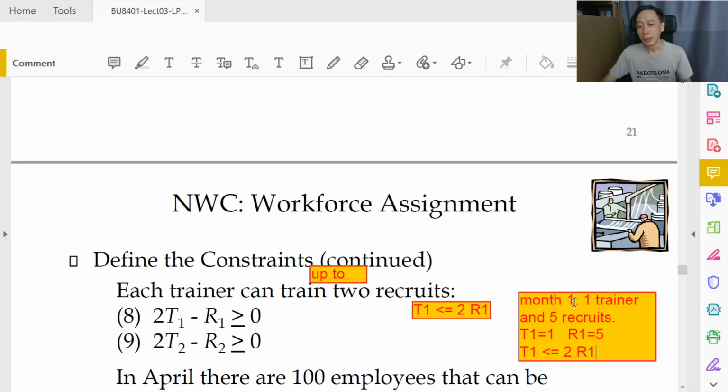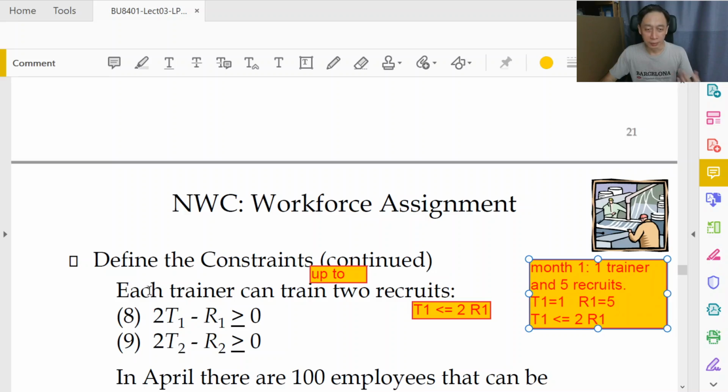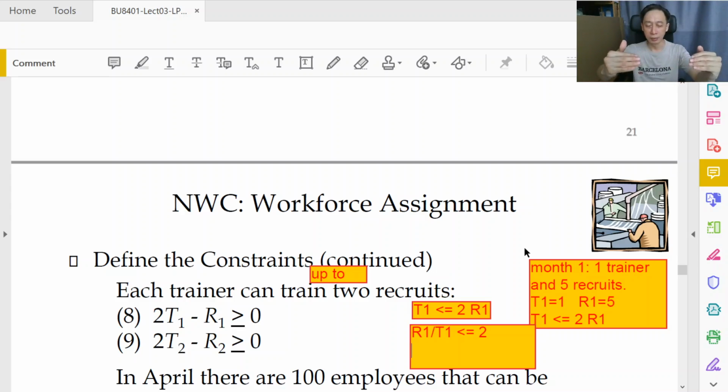So what is the right way to express this kind of innocent-looking constraint, like each trainer can train at most up to two recruits? The way to do it is to look at the ratio, right? To make it natural, we say that the ratio of recruits to trainer cannot exceed 2. Let's rephrase it. Okay, so then we can write it readily. The ratio of recruit to trainer cannot exceed 2 here. So R1 divided by T1 for the first month cannot exceed 2. This is completely correct and expresses perfectly the original intention.